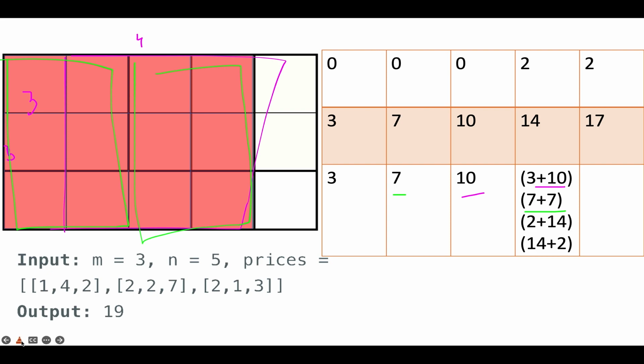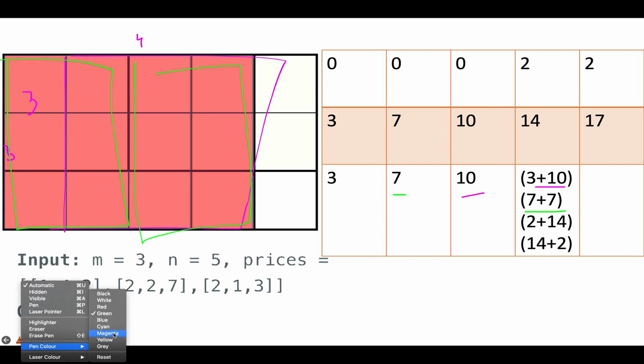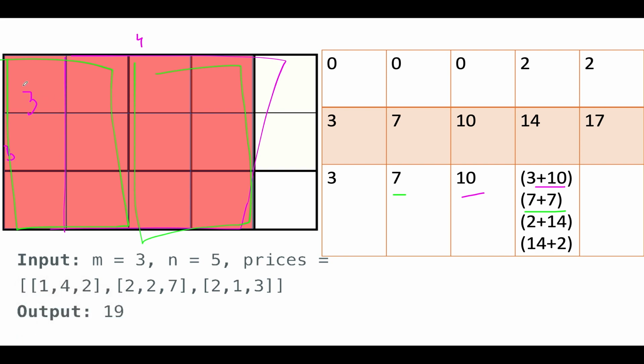Instead of going for the vertical division, let's go for the horizontal division, and let's consider that we are dividing it over here. The dimension that gets generated is 1 into 4. For 1 into 4, the cost associated is 2, and the other dimension that gets generated is 2 into 4. The cost associated is 14. So 2 plus 14 gives you 16. So the other possibility of answer is 16.